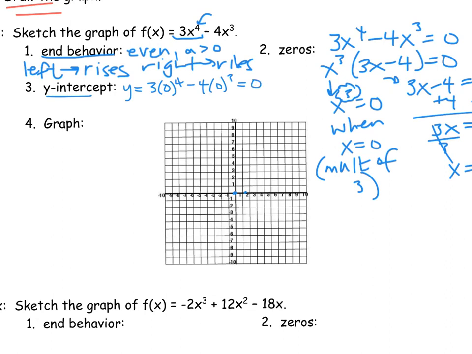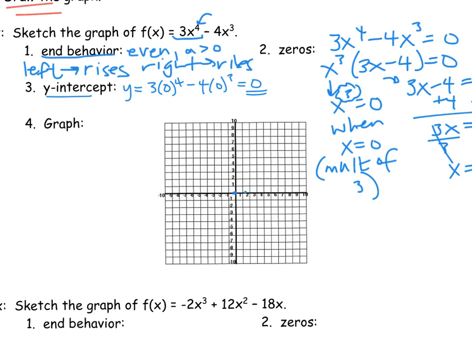3 times 0 to the fourth would just be 0. 4 times 0 cubed is also 0. So the y-intercept is 0. And if you look at the graph, if we were to draw that in, we already have a point at 0, 0. That's when x and y equal 0 at the same time. That's all we're supposed to get, and we're supposed to sketch a graph of this function, you guys. I know, how crazy is that?